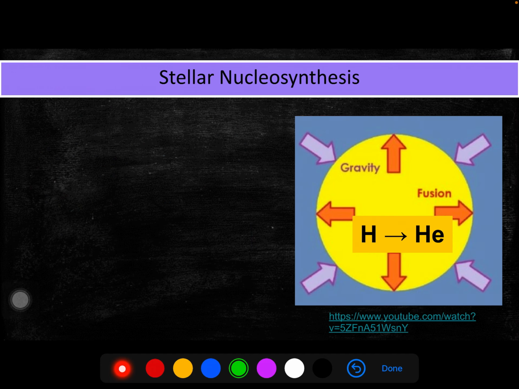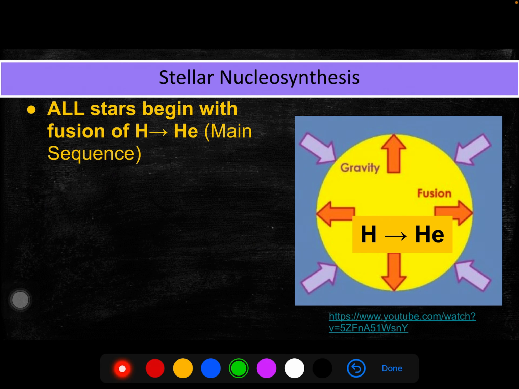So we're thinking about, well, what are these stages then? So the first stage that every star starts at is the stage known as main sequence. And like we said, this is the stage our sun is in now.